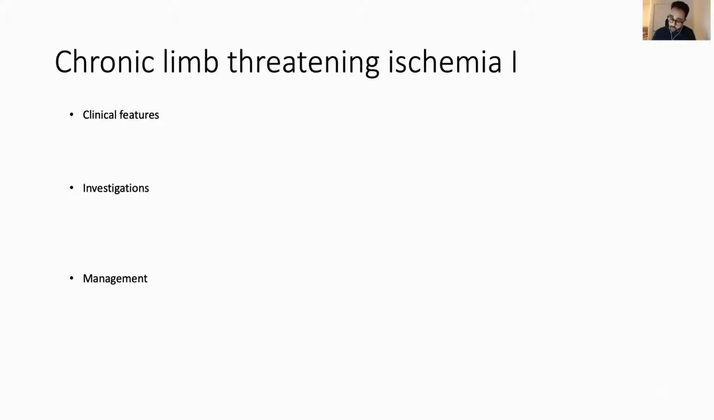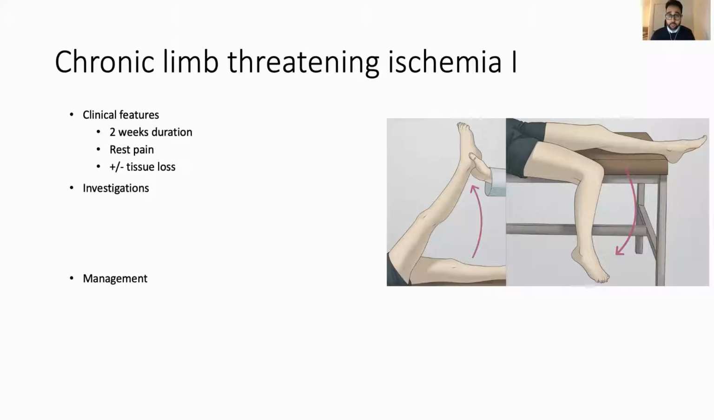So it's a spectrum. Intermittent claudication is a spectrum of peripheral arterial disease, which if left untreated and getting worse will end up as chronic limb-threatening ischemia. These patients will have at least a 2-week history of significant pain, especially pain at rest in their limb, and they may or may not have tissue loss. So these are ulcers or loss of tissue over their leg, or wounds that are not healing.